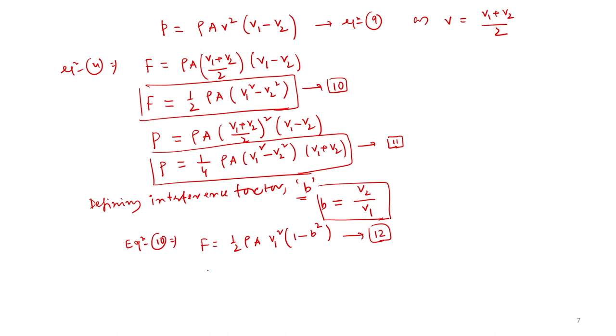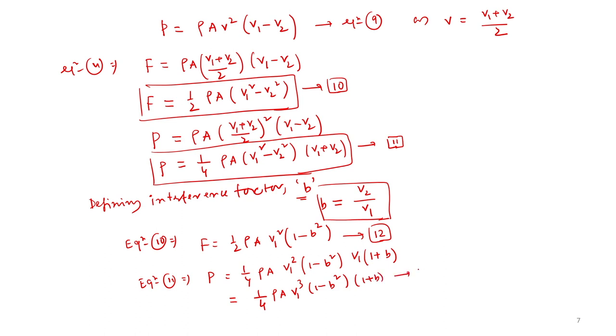And extractable power, which is P in terms of B, that means equation 11 implies P is 1 by 4 rho A V1 square (1 minus B square), then again V1, it will be (1 plus B). Okay? So, we can simplify further, it will be 1 by 4 rho A V1 cube (1 minus B square)(1 plus B). So, this is equation number 13. Okay? So, what we have observed here, this is the extractable power expression. So, here this power is a function of upwind stream velocity and interference factor.